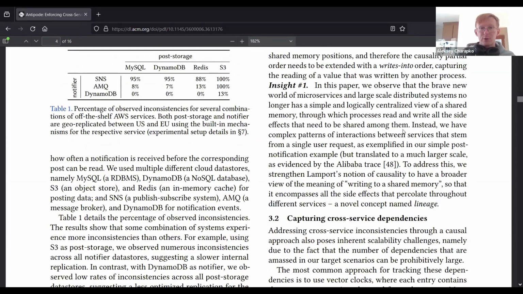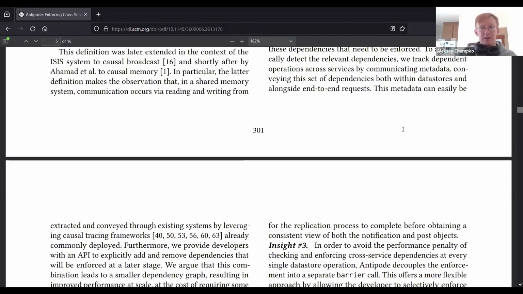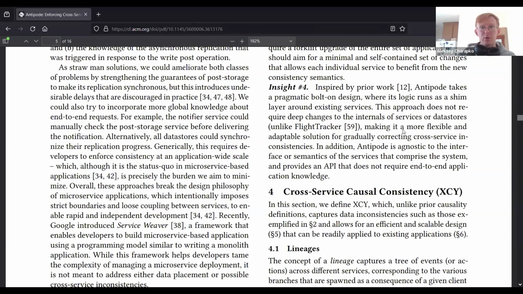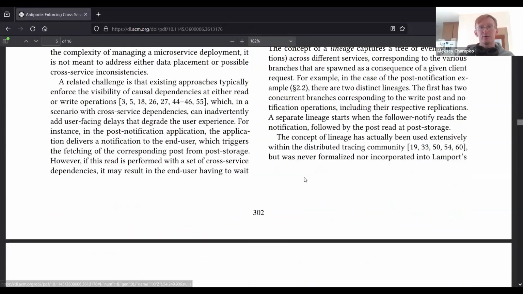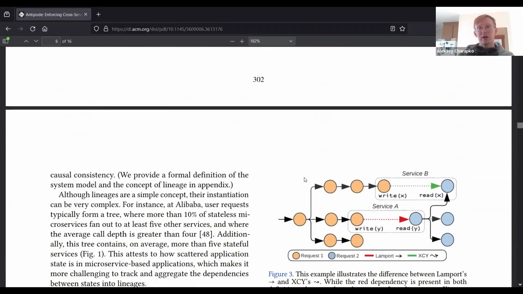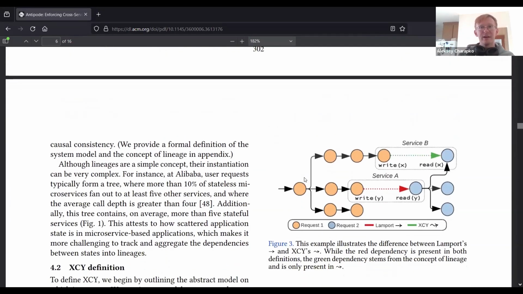Okay, so what do we do then? A good chunk of the paper talks about how we can keep that causal information, and how we can propagate it in this kind of microservice scenario. The authors talk about lineages, which essentially try to capture all of the causality, even for things that under a normal extended definition of causal consistency would not be causal, right?